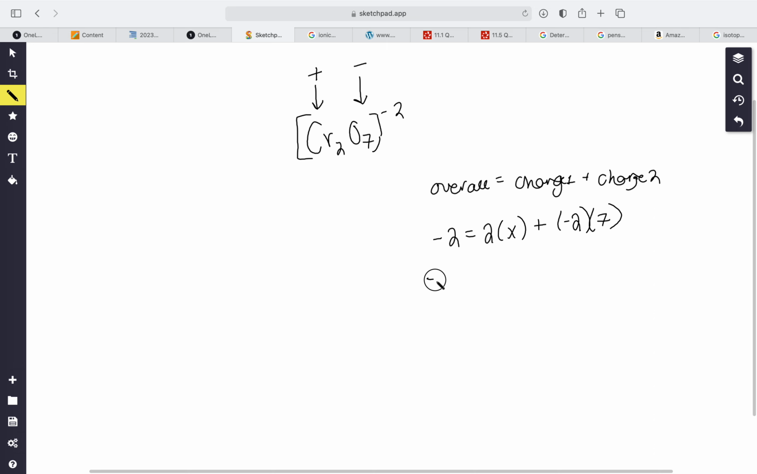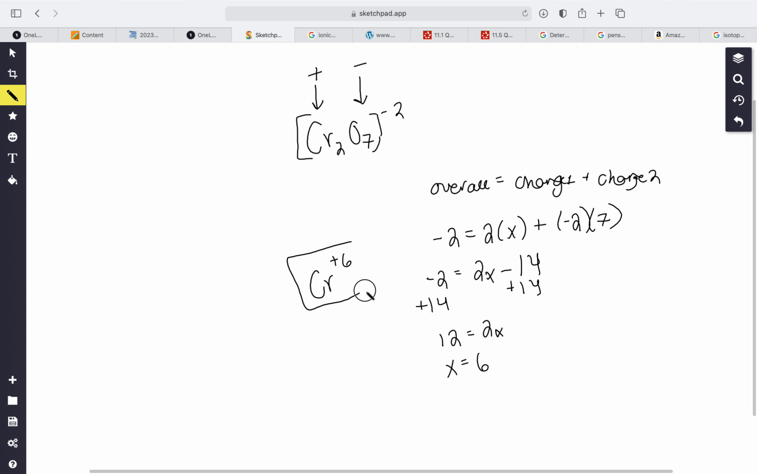Okay, so we get -2 is equal to 2x minus 14. We're going to add 14, and we're going to add 14. So we're going to get 12 is equal to 2x. X is equal to 6. So chromium will have a charge of +6. A singular chromium will have a charge of +6. We could also say that Cr2 will have a charge of +12. That's another thing that you could say there. So those would be our answers there.